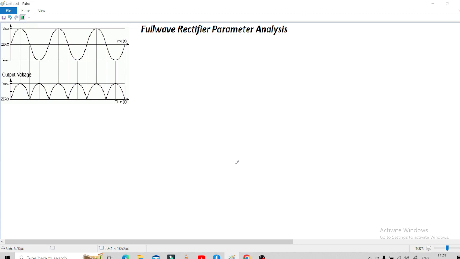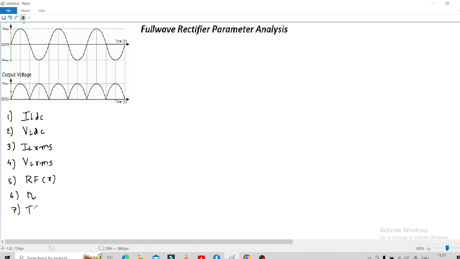This is your friend Saqib, and in today's technical session, we are going to see the full wave rectifier parameter analysis. So let us see which parameters we will cover. The first parameter is ILDC. Second, VLDC. Third, ILRMS. Fourth, VLRMS. Fifth, ripple factor, which can also be denoted by small r. Sixth, rectification efficiency. And seventh, the transformer utilization factor of the rectifier.